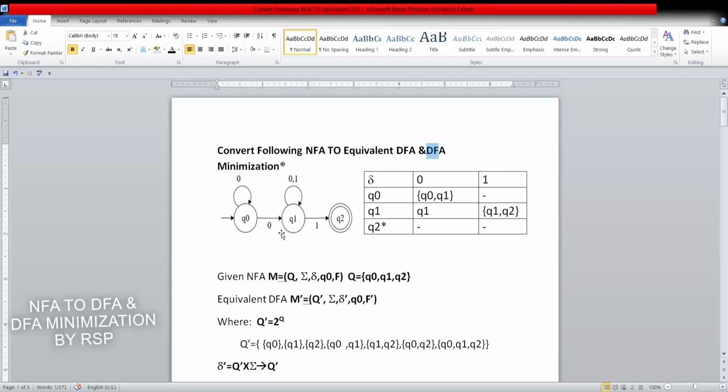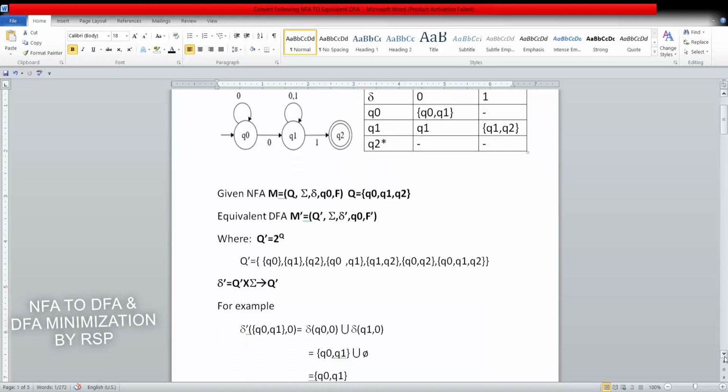As you can see, this is an NFA given here with the transition table, and this NFA accepts all the strings which start with 0 and end with 1. So we need to convert this NFA to its equivalent DFA. Equivalent means here the same set of strings or same language must be accepted by the resultant DFA. So this is the meaning of equivalent DFA.